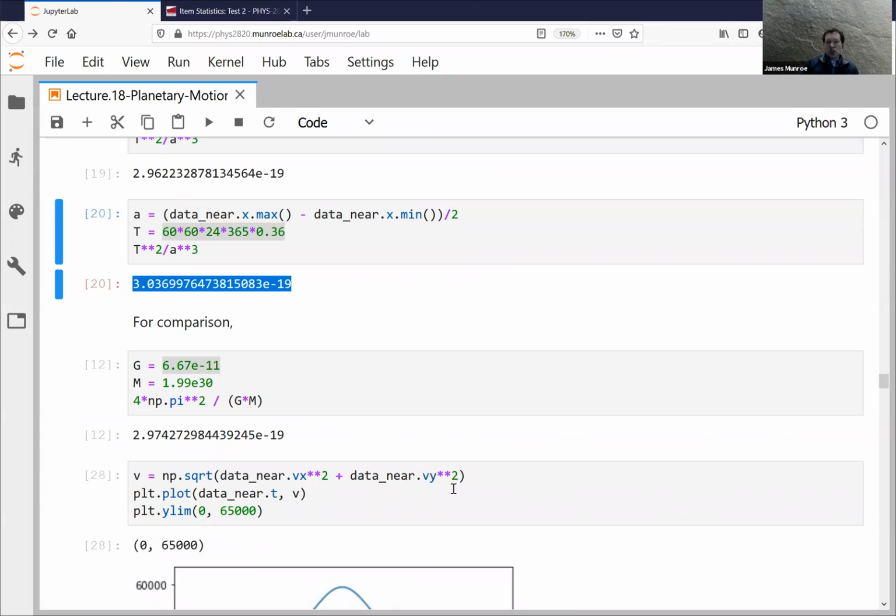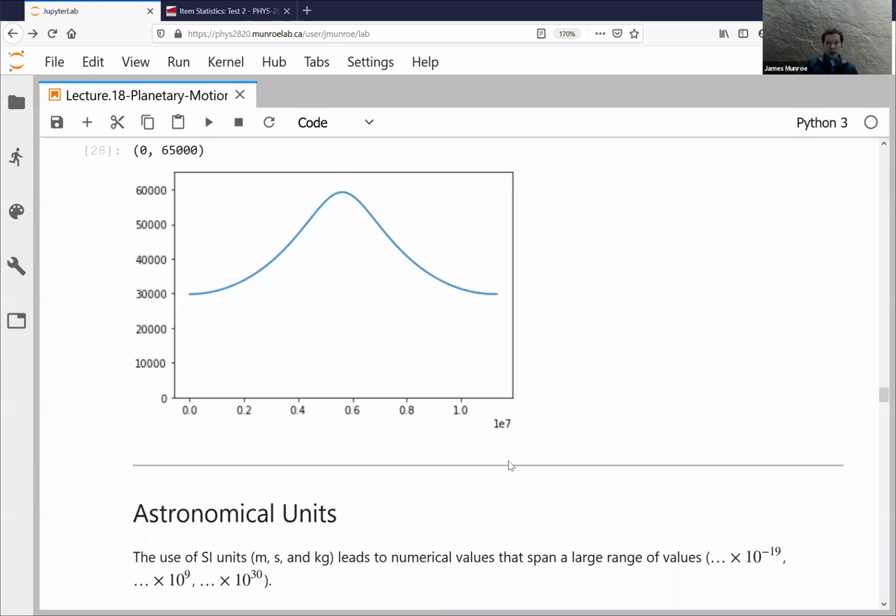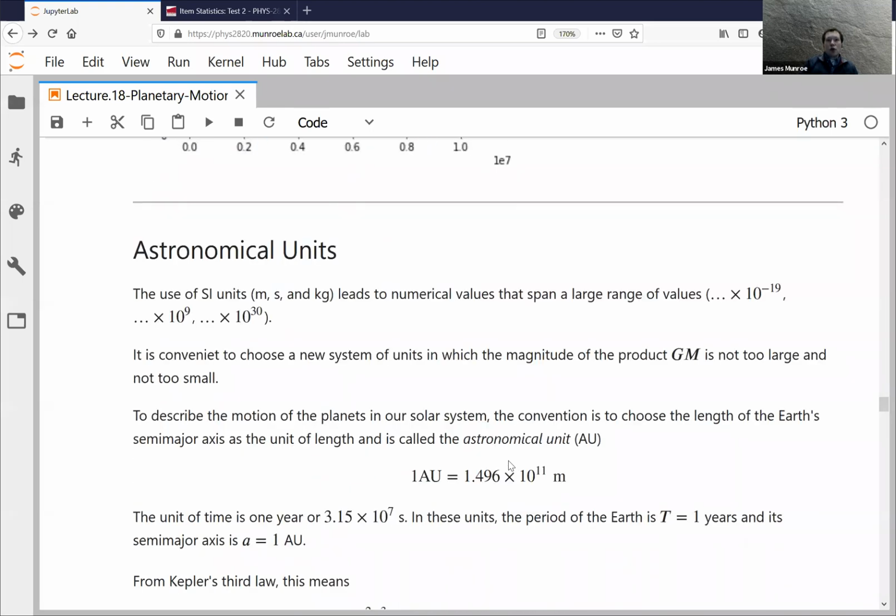We can choose G times M to be a different number, and that just changes the units, basically the units for distance, the units for time, and hence the units for mass all the way through. For our solar system and the planets that are in it, it's convenient to choose as our base unit of length the distance from the Earth to the Sun on its semi-major axis. That is, if you look at where the Earth is relative to the Sun and define that to be a standard unit of measure, that's called 1 astronomical unit.